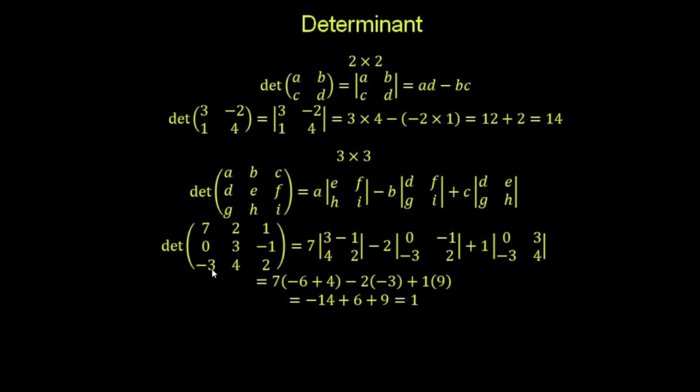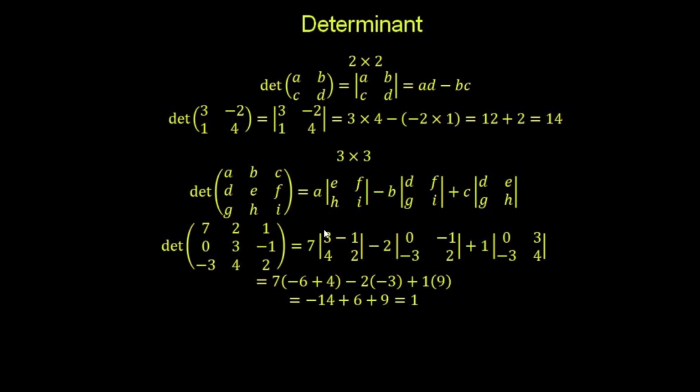I've also put an example here. So in order to work out the determinant of this matrix, it's going to be 7 times the determinant of the 3, minus 1, 4, 2, minus 2 times the determinant of 0, minus 1, 3, 2, times 1 plus 1 times the determinant of the 0, 3, minus 3, 4.